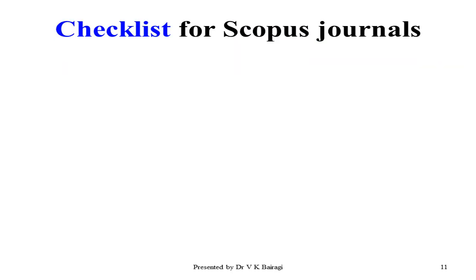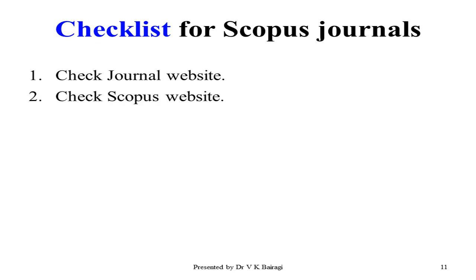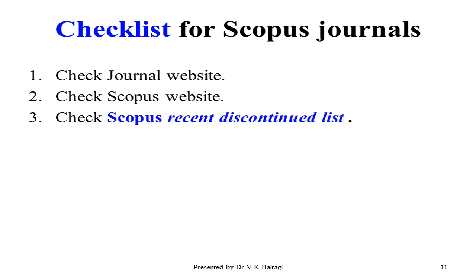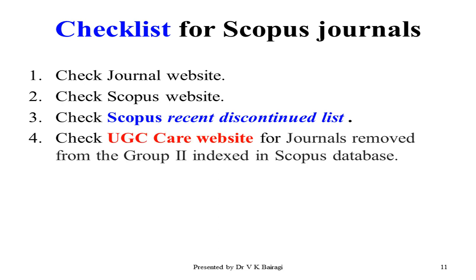Finally, here is the checklist for Scopus indexed journals that researchers should check before submitting a paper to the journal. Very first, check the website of the journal to which you want to submit the paper. If the journal has specified Scopus indexing, then verify it on the Scopus website. Also verify the recently discontinued list of Scopus journals. Check the UGC CARE website for journals removed from Group 2 indexed in Scopus database.